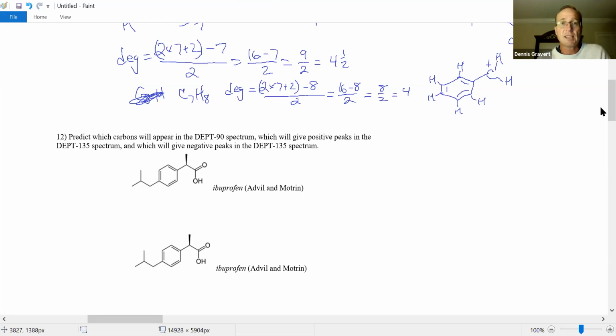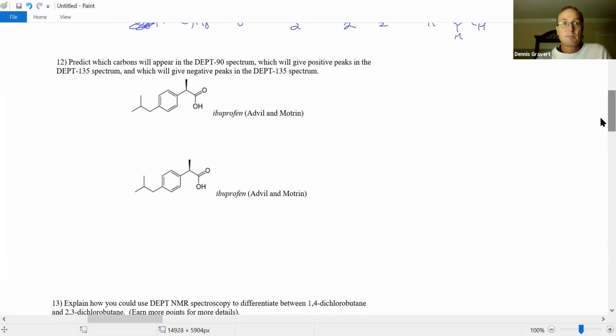Okay, this one has to do with the DEPT NMR. Predict which carbons will appear in the DEPT 90. Okay, so you have to remember, maybe that's why I chose this one, just to remind us, the DEPT 90 is only producing peaks when carbon has one hydrogen. The 135 will give you a positive peak if you have odd numbers of hydrogen on that carbon. So either one hydrogen or 3. You get negative peaks if you have 2 hydrogens on the carbon.